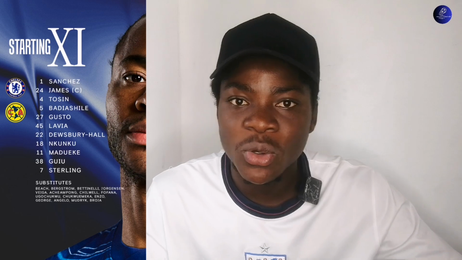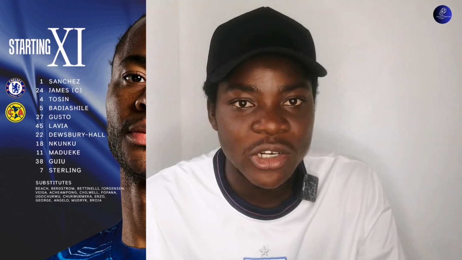We will come to that, but let's talk about the lineup. Gusto started as the left back, with Romeo Lavia, Kendry Paez-Hall and Kuku as the midfielders, Noni Madueke, Agyun as the striker, and Raheem Sterling also completing the setup for Chelsea. Originally, the system is supposed to be 4-2-3-1, with Romeo Lavia and the second midfielder playing as the double pivot, where he will be going a bit more forward.